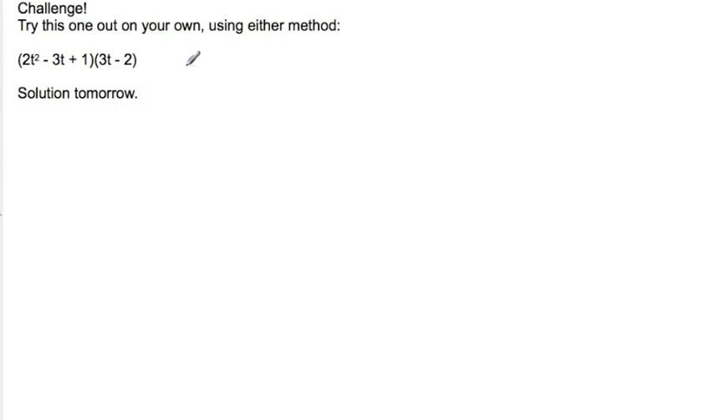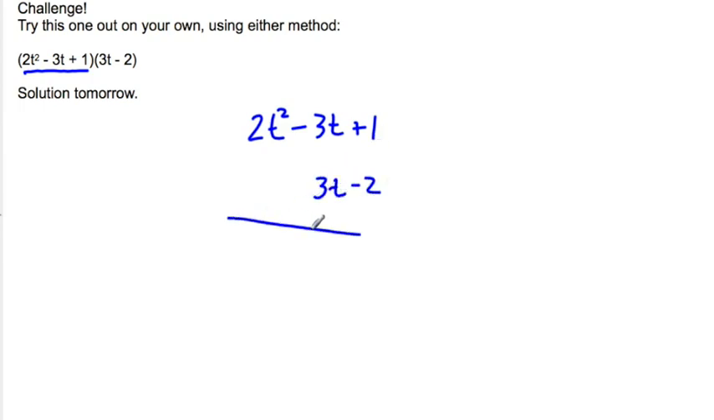So you're going to try this one out on your own, and I'm going to give you the solution tomorrow. You can use either the distributive property or the long multiplication method. You'll notice now though, there's already a trinomial, so that's going to make it a little trickier. My hint to you is you need an extra step. And if you want to see what it looks like written out using long multiplication, it's going to look something like this. And the one thing that you're going to need to be careful of is to follow the positives and negatives. All right.